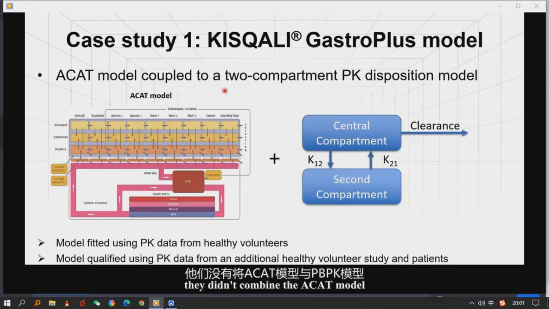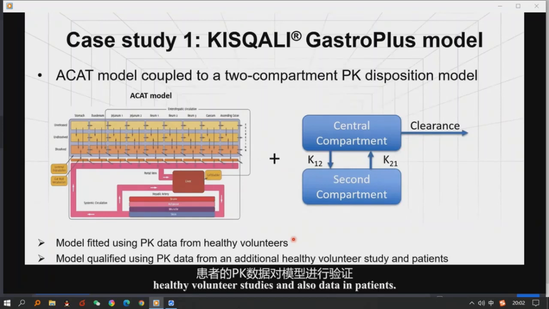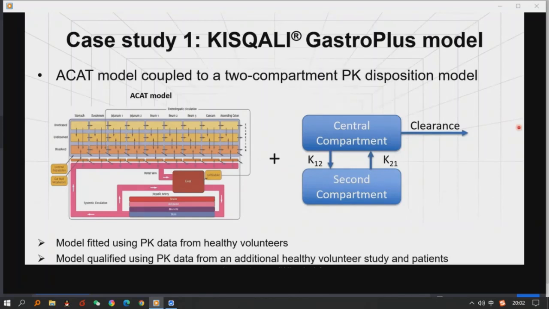So in this example, they didn't combine the ACAT model with a PBPK model for systemic disposition. They combined the ACAT model with a compartmental PK model. So it's a 2-compartment model where you have a central compartment and then you have distribution to and from that peripheral compartment. So the model was fitted using PK data from healthy volunteers. And then the model was subsequently qualified using PK data from additional healthy volunteer studies and also data in patients.